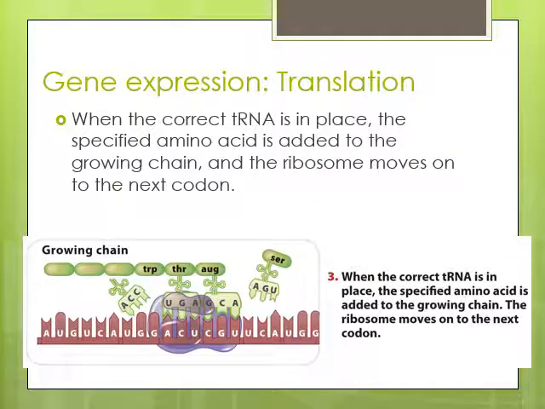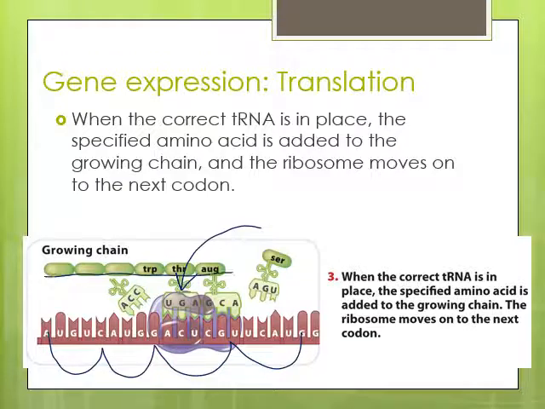Once we've matched the mRNA with tRNA, the specified amino acid is added to the chain. The ribosome is just moving along this mRNA, and as it moves along, it adds a tRNA anticodon, which adds an amino acid, and it just grows this nice linear chain of amino acids.